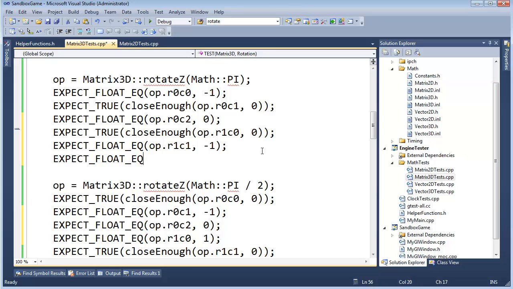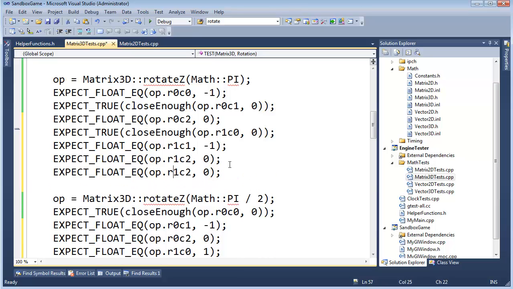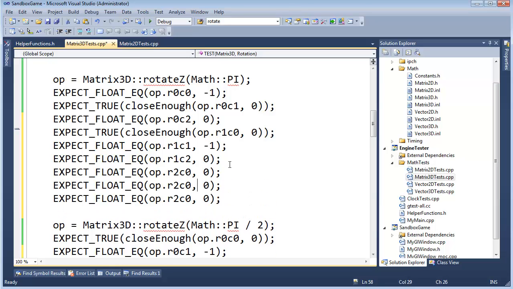Expect float equal op dot row 1, column 1. That should be a 0, right? Should it not? Row 1, column 2, that should be a 0. And then row 2, column 0, that should be a 0. And then row 2, column 1 should be a 0, and row 2, column 2 should be a 1. Okay, so that takes care of the rest of our zeros and our ones.